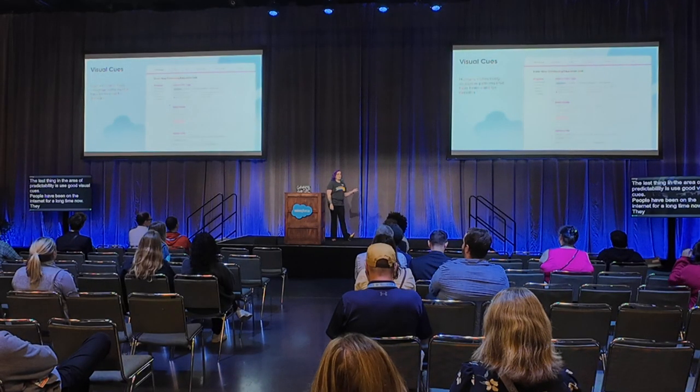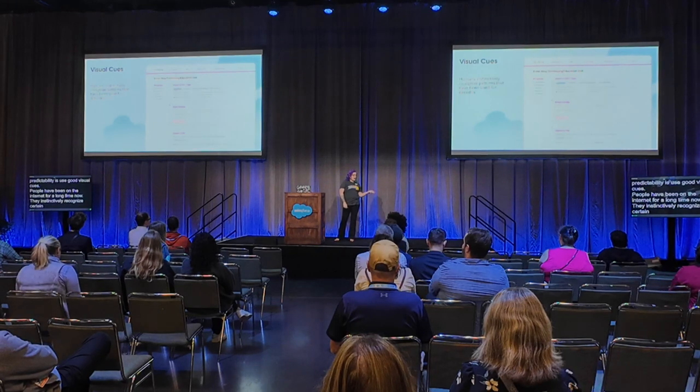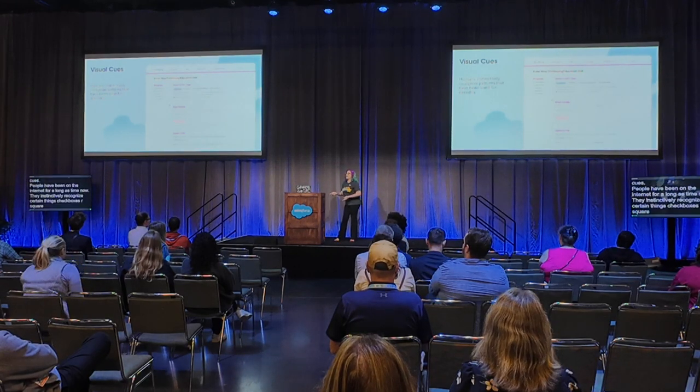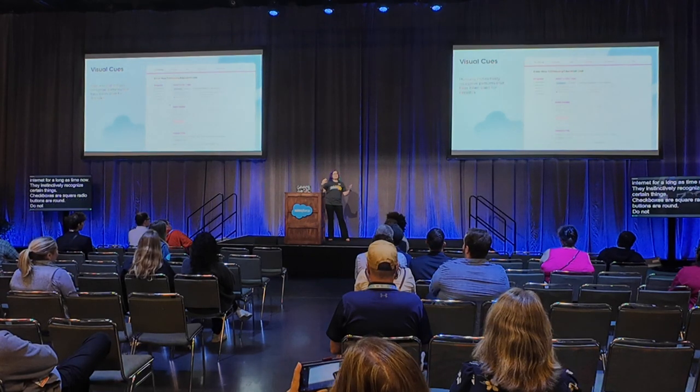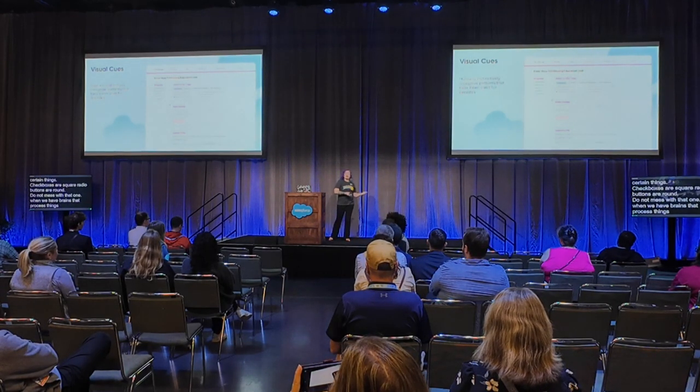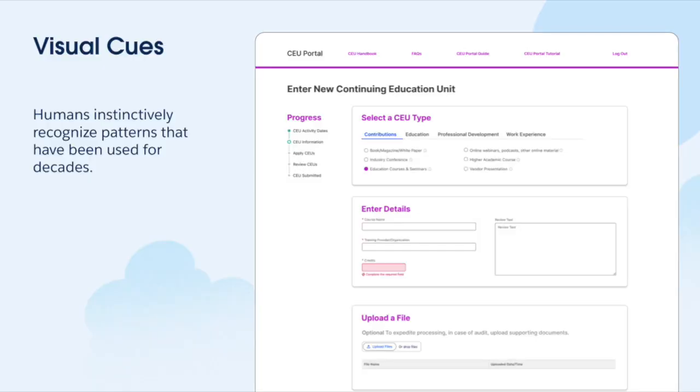They instinctively recognize certain things. Checkboxes are square. Radio buttons are round. Do not mess with that one. When we have brains that process things slower and they rely on predictability, it's best to stick with an if it ain't broke, don't fix it kind of mindset.